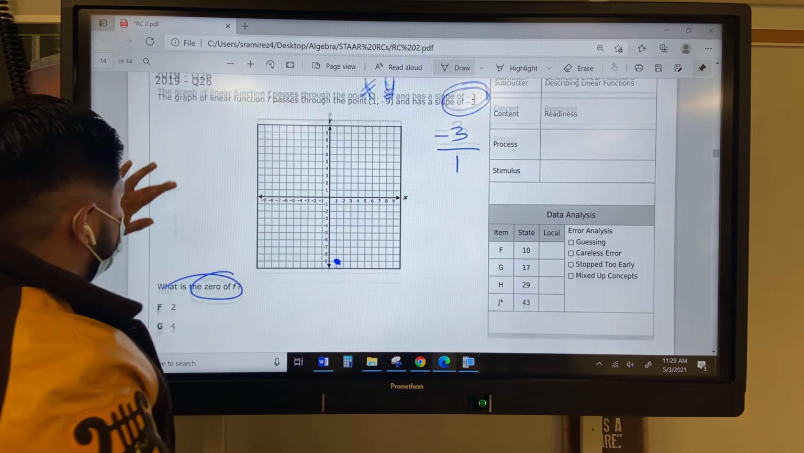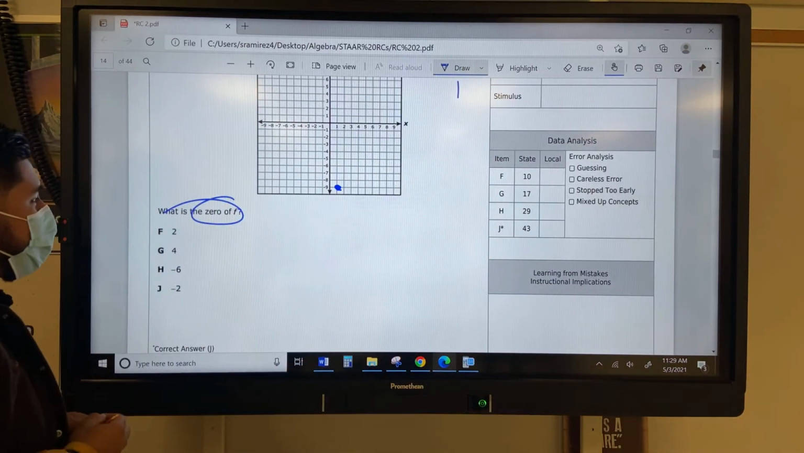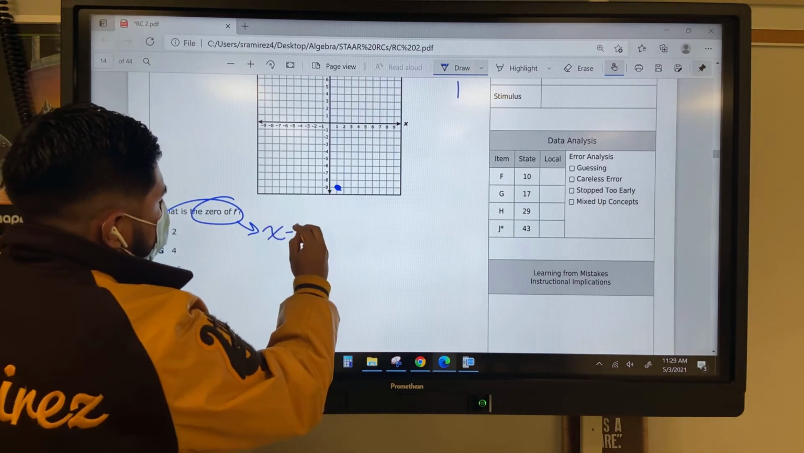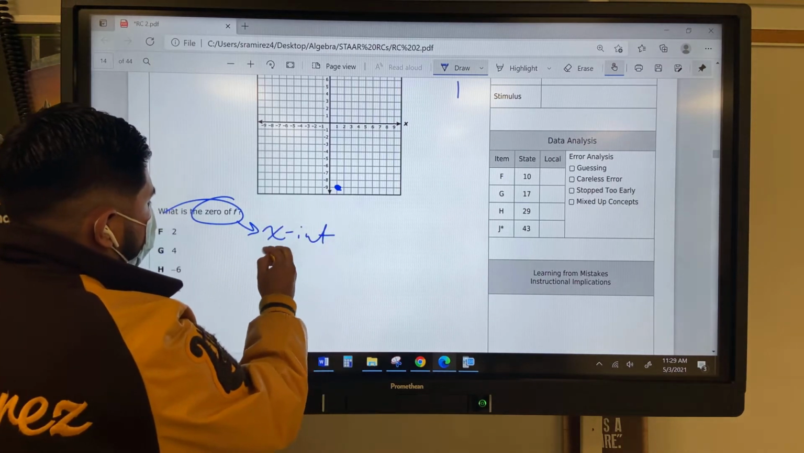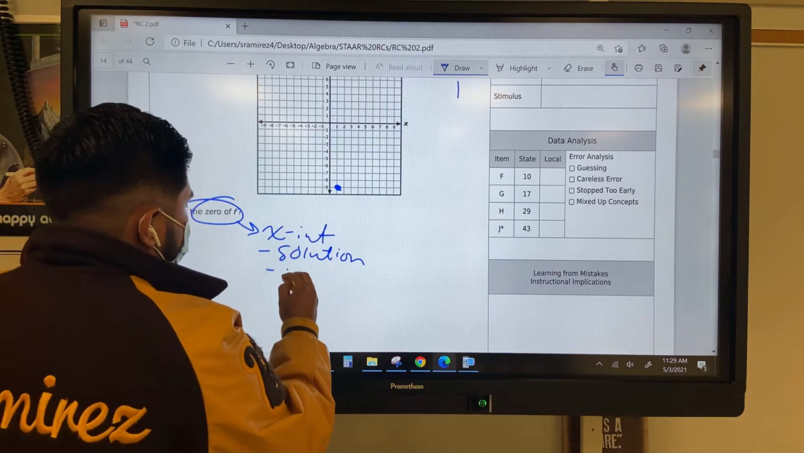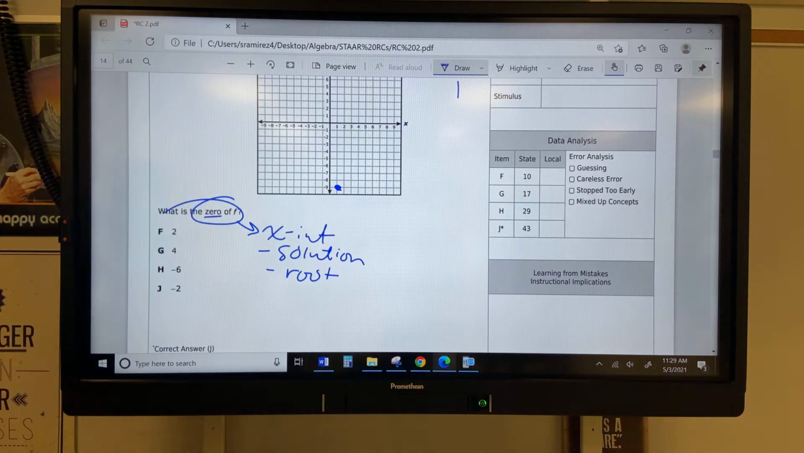Let's do it. Right before we keep going, what's a zero? You should know that a zero is the x-intercept, also called a solution and a root. But for this case, they're calling it a zero.